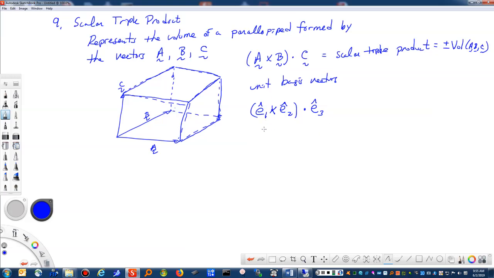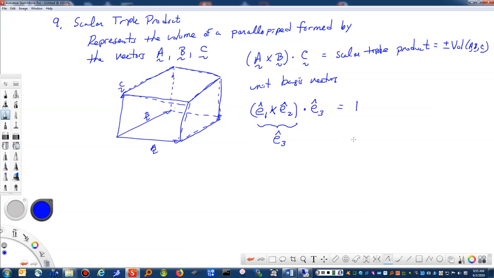Well, e hat 1 crossed with e hat 2 is perpendicular to the plane formed by 1 and 2, and has a magnitude of 1. Well, that would be e hat 3. Of course, e hat 3 dotted with itself, the magnitude of e hat 3 is 1, so we have 1 times the cosine of 0 degrees. This ends up giving us the value of 1. So the scalar triple product of a set of unit orthonormal basis vectors is going to be 1.